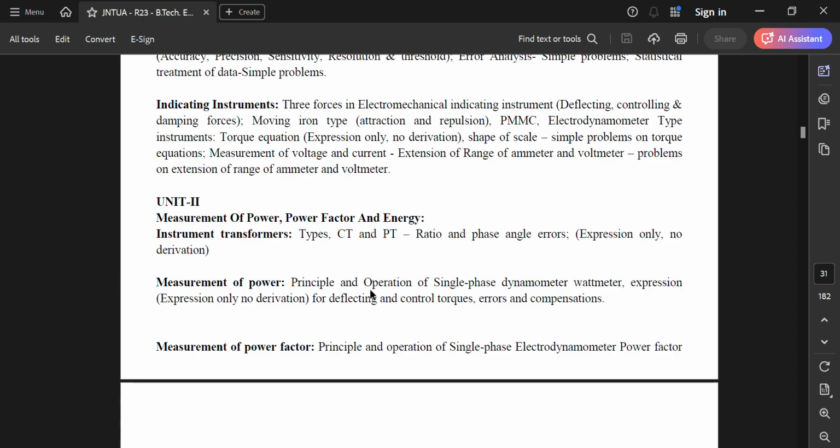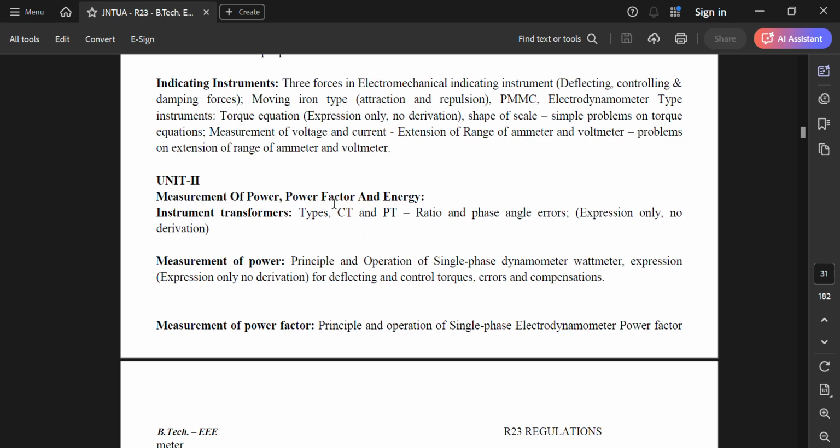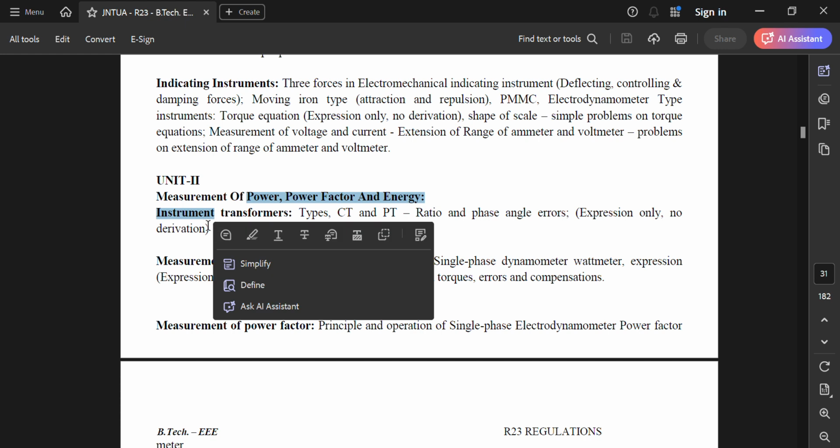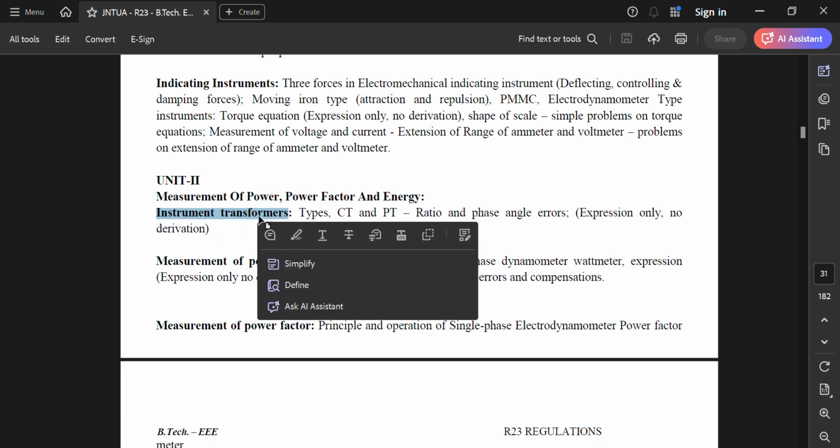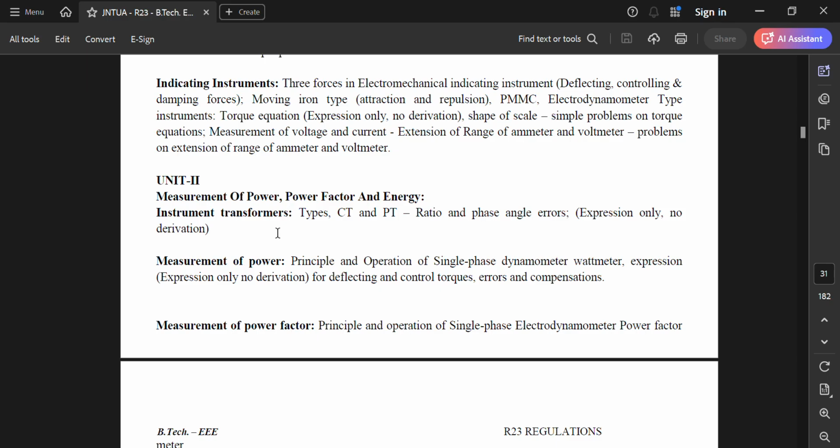Coming to unit 2, that is measurement of power, power factor and energy. Wattmeter construction, power factor meter construction and energy, all this comes under that. Measurement of power, instrument transformers are used in measurement of power also, because high range of power we can't measure with wattmeter, thereby we are using CT and PT in substations or any lab. To measure high power, high voltages and high currents, we need CT and PT. CT and PT are the instrument transformers, current transformer and potential transformer.